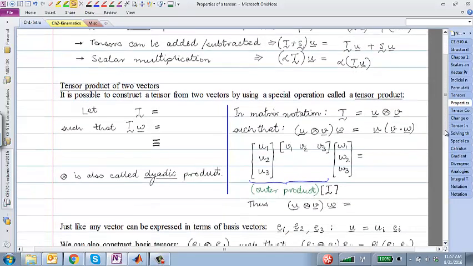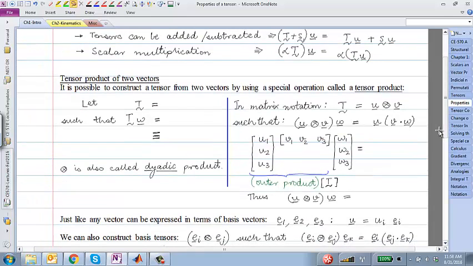We can also generate tensors by doing what is called a dyadic product of two vectors. Up until now, we had talked about vector products, where we had looked at scalar multiplication, dot product, and cross product, right? And a scalar triple product of vectors. Now I'm talking about how to combine two vectors to give you a tensor. So for example, we could write a tensor T as the dyadic product, which is represented by this, U dyad V. What does that look like, or what does that tensor do?